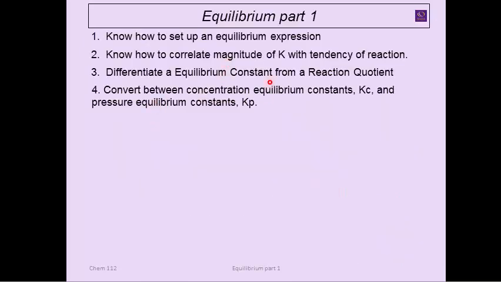So I hope this introduction has gotten you going on how to set up an equilibrium expression, and how to correlate the magnitude of K with whether it's going to be far to the right, stay back at the reactants, or be far to the left. I hope that you can differentiate an equilibrium constant from a reaction quotient. And then the other thing is, can you convert between an equilibrium constant expressed as concentration and an equilibrium constant expressed as pressure?